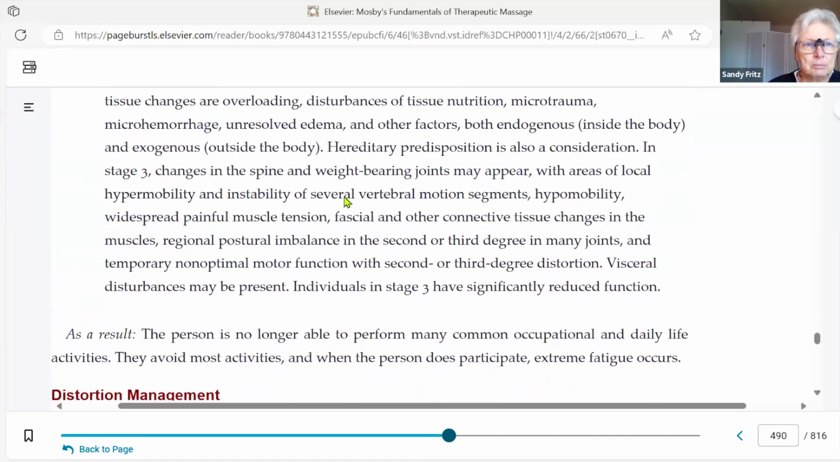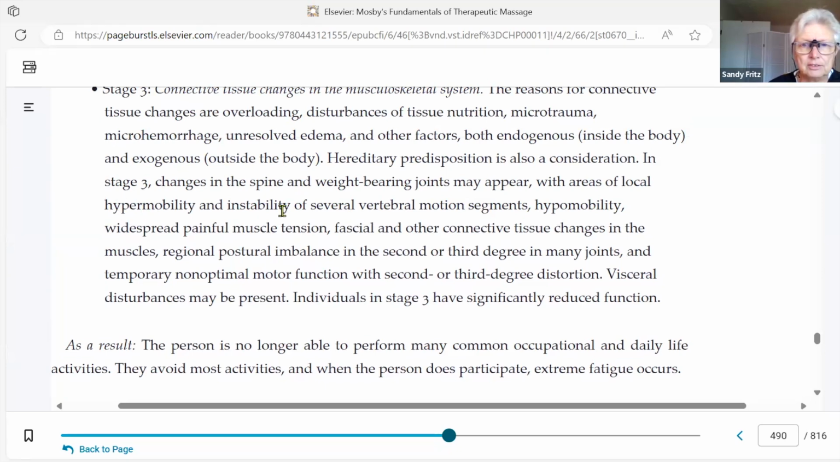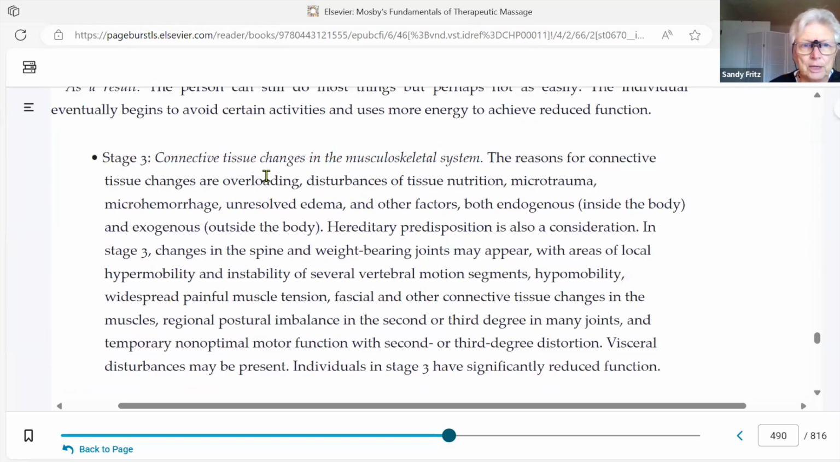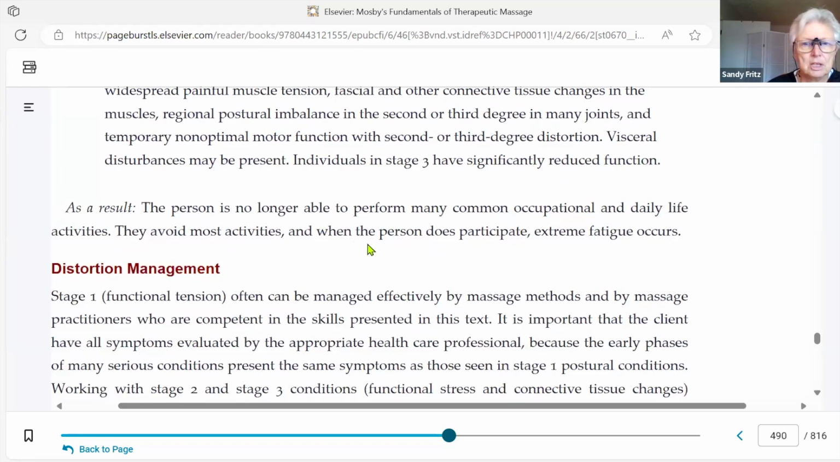So when we get into this third stage, there's significant things going on, and we don't want to work here totally by ourselves. We certainly are going to get connective tissue changes here and compensation.